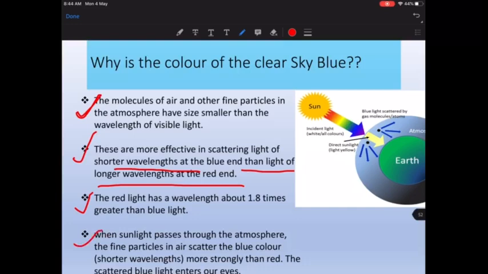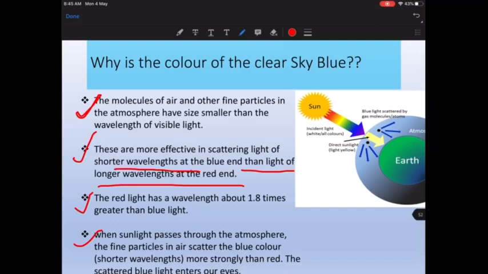When sunlight passes through the atmosphere, the fine particles of the air scatter the blue light more strongly than the red light. That's why the scattered light is all blue, and that is the scattered light which enters our eye. These are the points that I have given you so that you can straight away prepare your answers. Otherwise, you know the reason; I've already explained it to you.